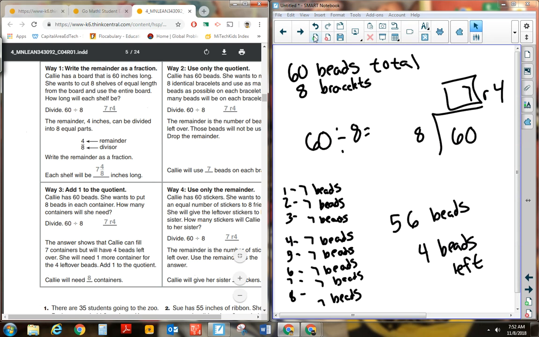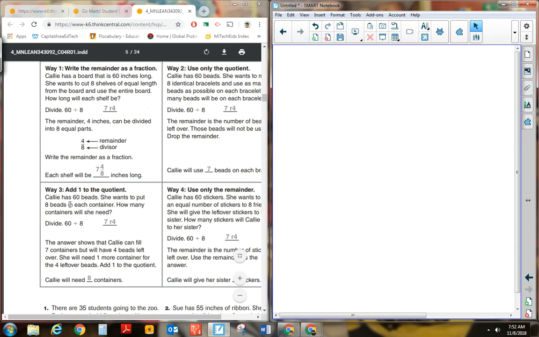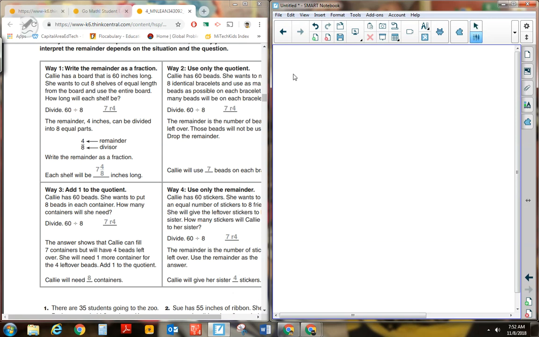All right, let's look at the third way. Add 1 to the quotient. I really like this. So we're going to go back to Callie here, and Callie still has 60 beads. All right, so Callie has 60 beads total.